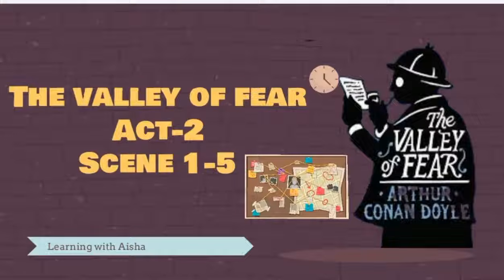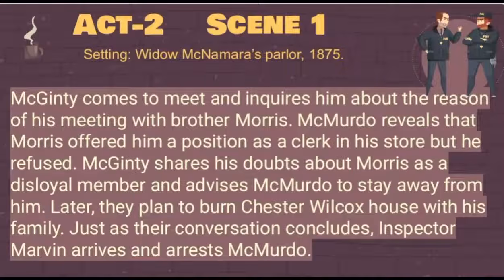Today we are going to discuss Act 2 of The Valley of Fear. So let's see where the story goes. In Act 2, Scene 1, when we talk about the setting, it's Widow McNamara's parlor. Now, this is the same place where McMurdo has now shifted after Shafter's lodging.